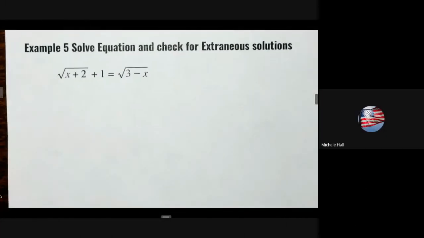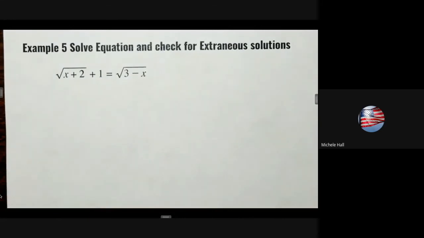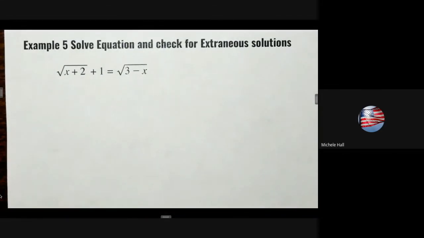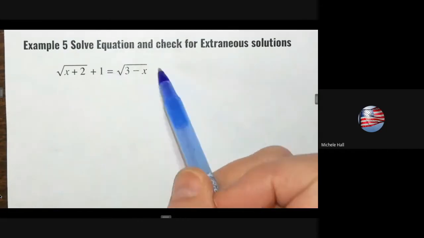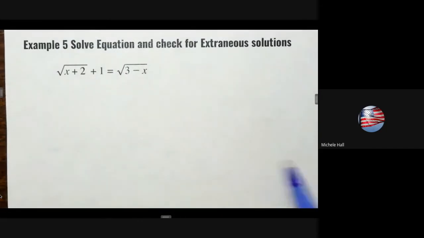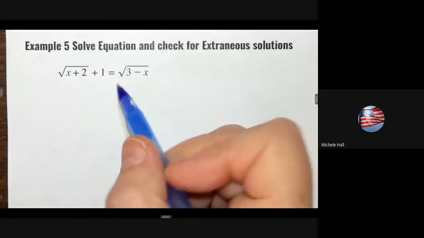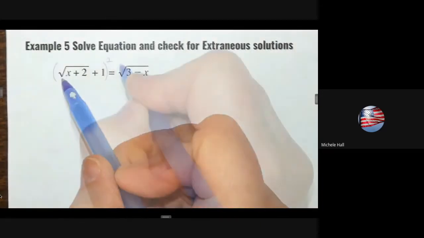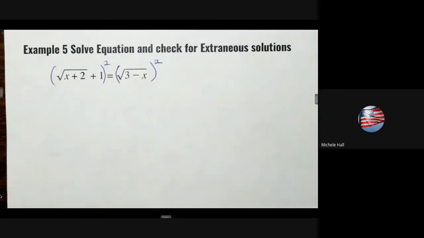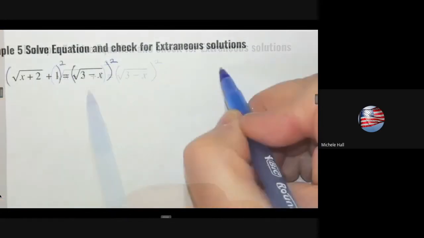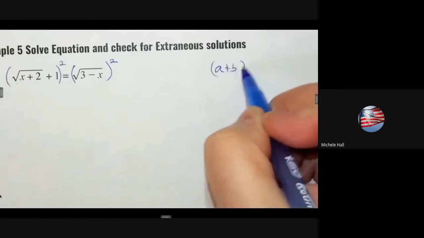Solve the equation, check for extraneous solutions. Again, it's getting more difficult. I can't isolate the radical. If I shift the 1 to the other side, now it's with the other radicand. But what we can do is, it's a square root, so we're going to raise both sides to the second power. Here, this is the same thing as a plus b squared.